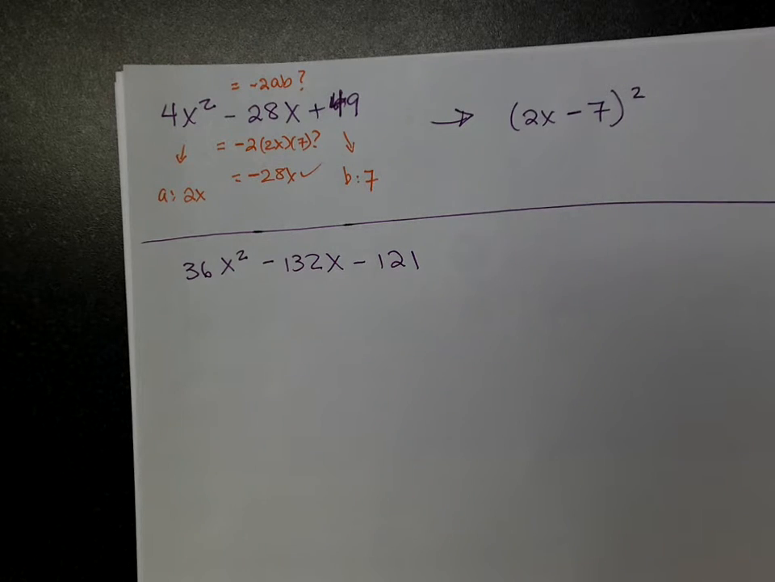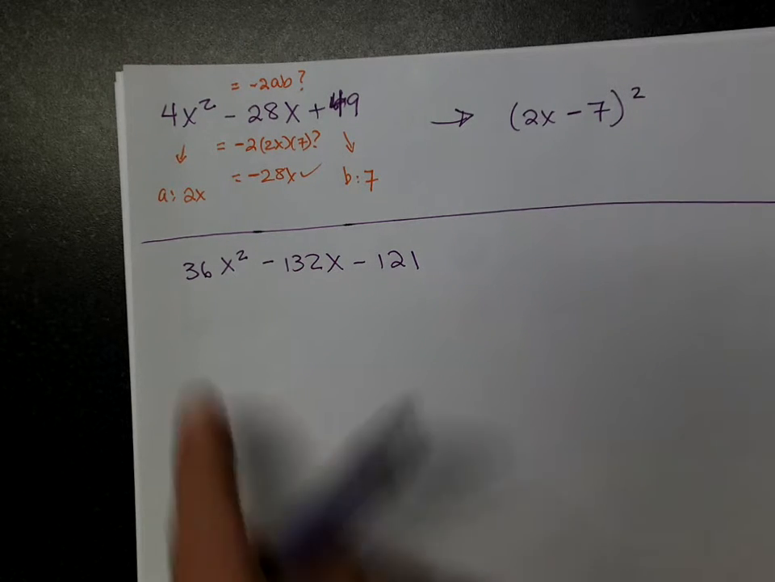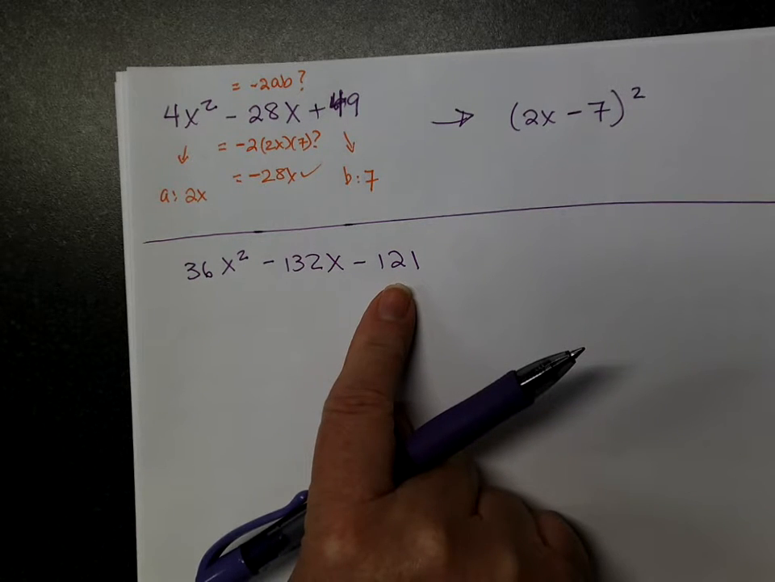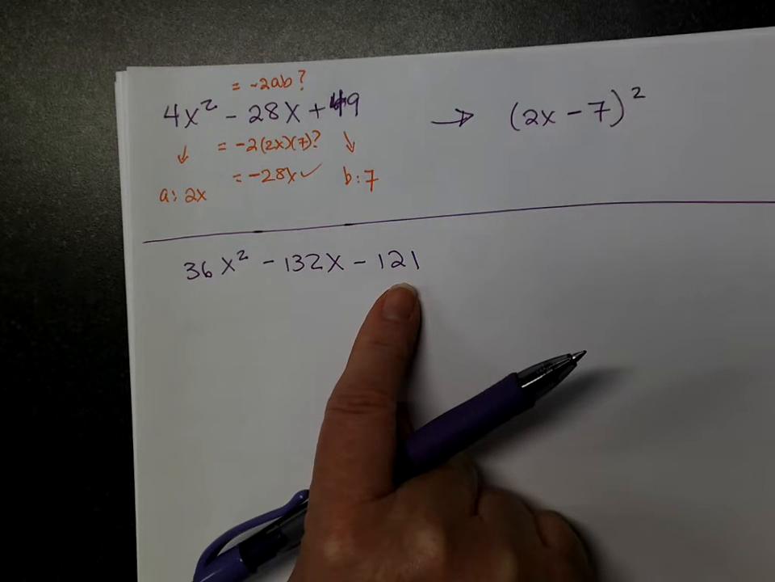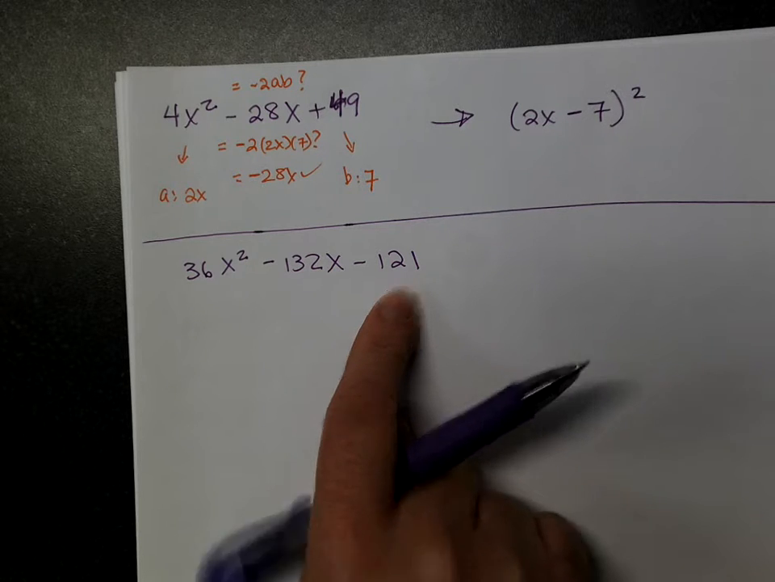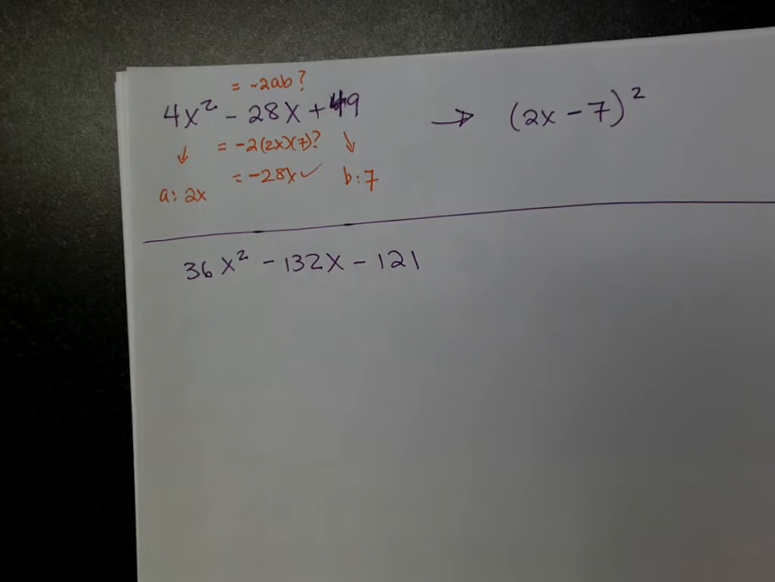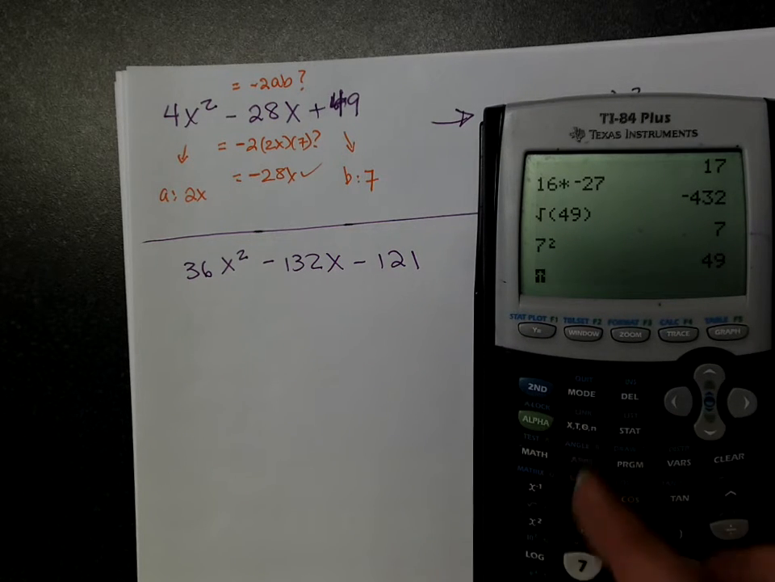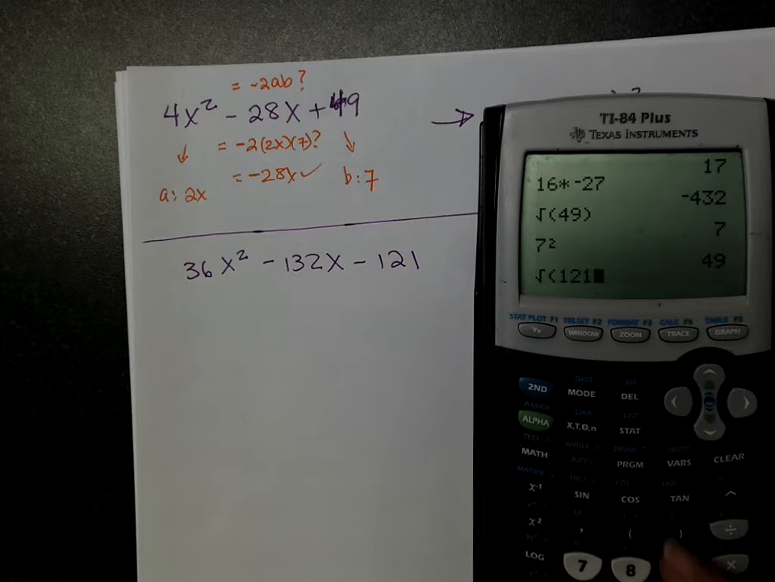Perfect square trinomial? Yes. 36 is a perfect square, right? And 121? No, it's not. I had a calculator. I forgot mine. It is. 121 is a perfect square, isn't it? Second square root, 121. It is. 11.